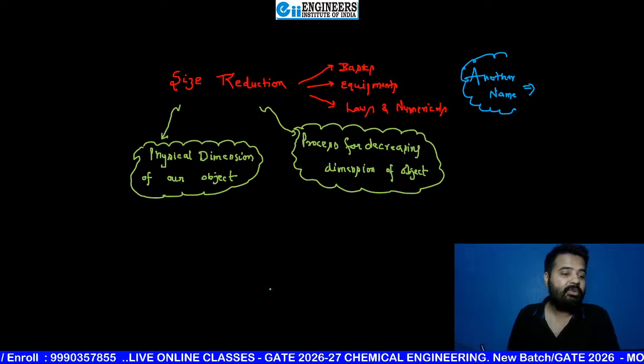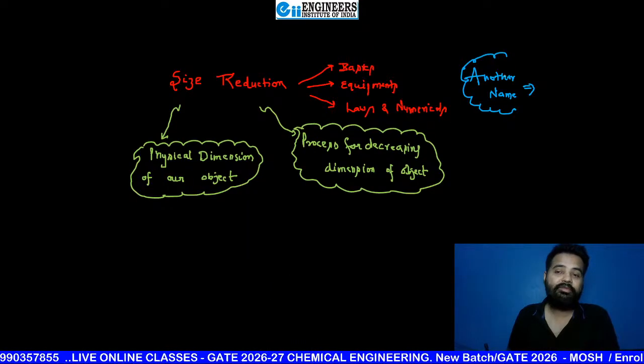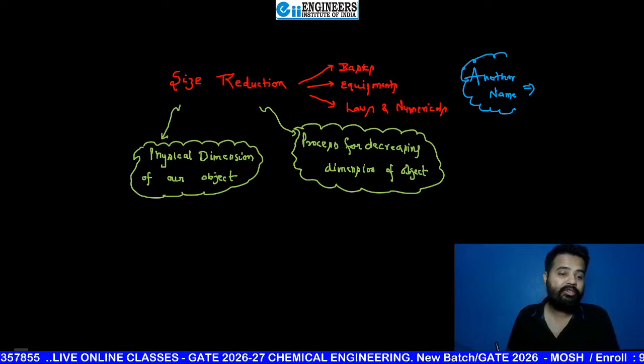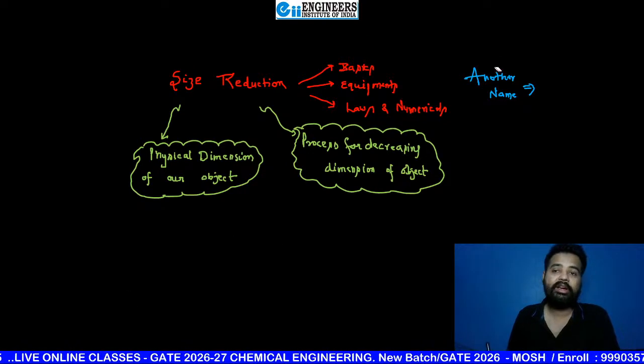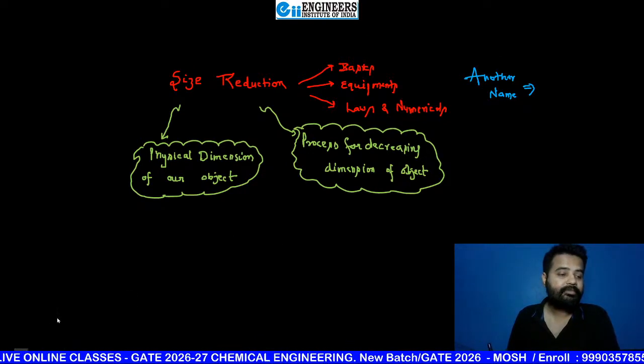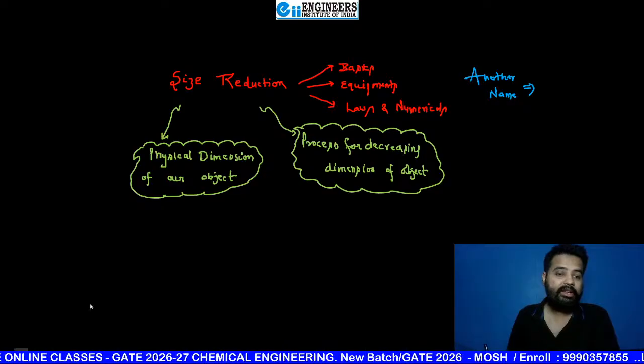One such question came in cellular sphere into 8 identical parts. Yeah beta, I had seen. Now please tell me this one, what is the another name of size reduction? Do you know size reduction by any other name? Any other name?